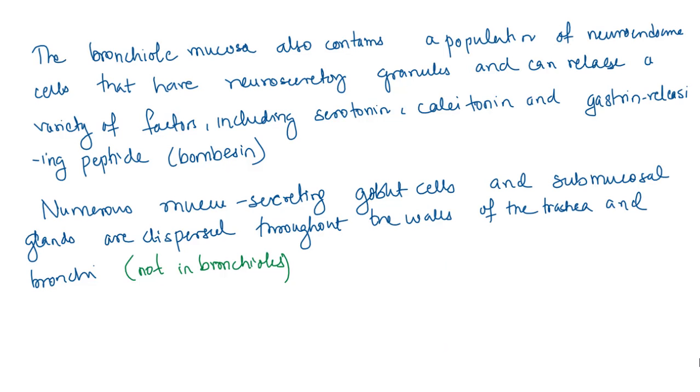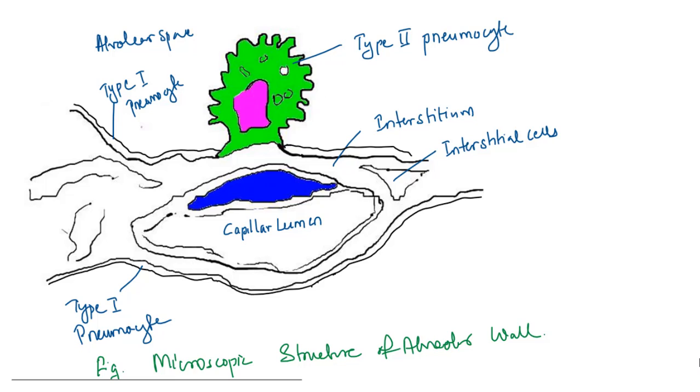The bronchial mucosa also contains a population of neuroendocrine cells that have neurosecretory granules and can release a variety of factors including serotonin, calcitonin, and gastrin-releasing peptide. Numerous mucus-secreting goblet cells and submucosal glands are dispersed throughout the walls of the trachea and the bronchi. Microscopic structure of alveolar wall.